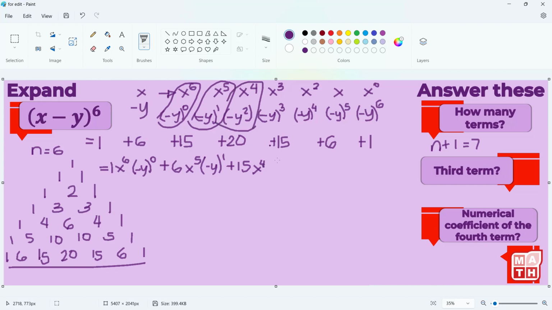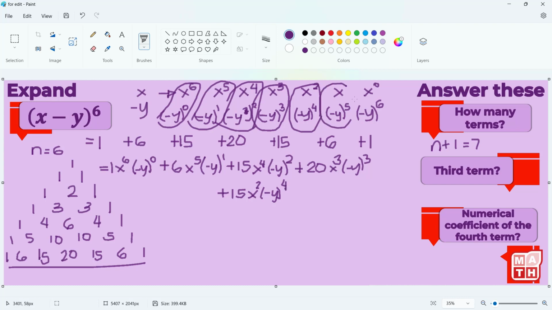Okay, then times negative y, sorry, the square should be outside. Okay, so let us try to move the square outside, and it's very important also to denote that. Then plus 20, you'll have this now, x cubed, okay, this pair, times negative y, you have here cubed. Let's continue here because we don't have much space. Plus 15, you will have this pair now, x squared, times negative y raised to the power of 4.